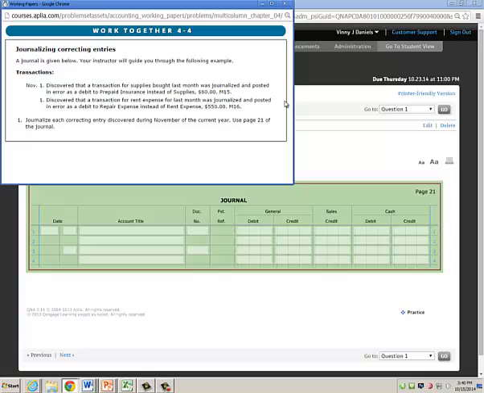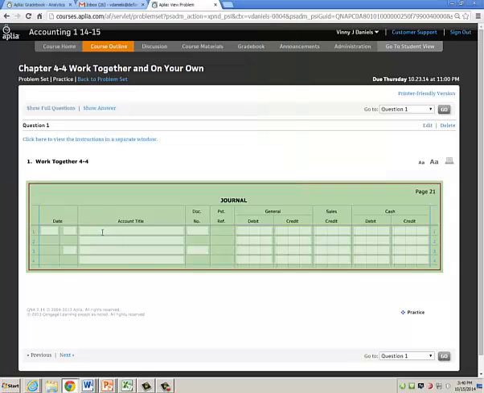What happened was we had a debit to prepaid insurance, but prepaid insurance shouldn't have been used. Okay? So supplies should have been used instead. Supplies should have been a debit of $60. So I'm going to put that in because we know that should have happened. And this is on November 1st.